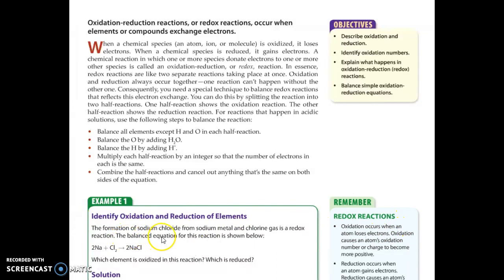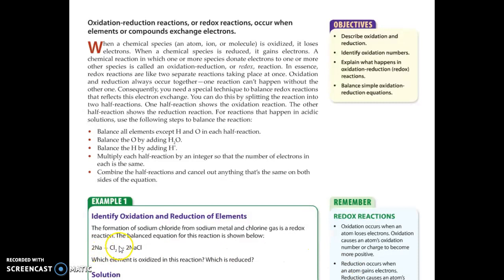So the first one says the formation of sodium chloride from sodium metal and chlorine gas is a redox reaction. The balanced chemical equation is shown below. Which element is oxidized? Which one is reduced? So let's look over here. Oxidation occurs when an atom loses electrons. Oxidation causes an atom's oxidation number or charge to become more positive. Reduction occurs when an atom gains electrons. So reduction causes an atom's oxidation number or charge to become more negative.